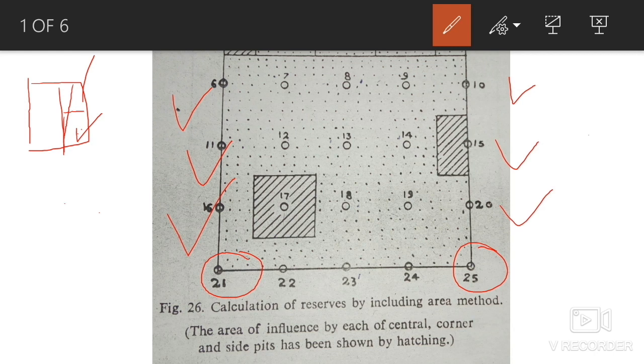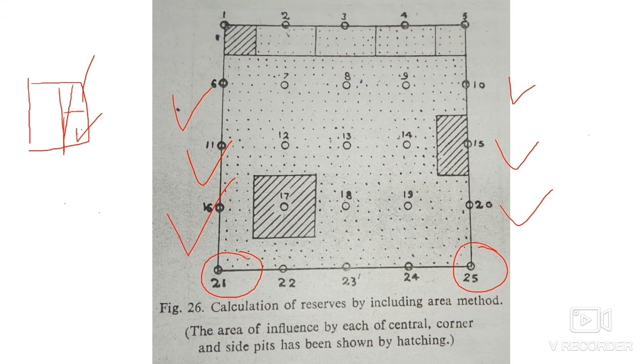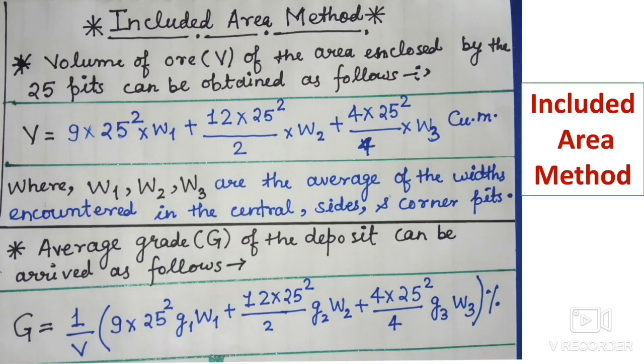accordingly the volume of ore V of the area enclosed by 25 pits can be obtained by the following formula: V equals 9 into 25 squared into W1, plus 12 into 25 squared divided by 2 into W2, plus 4 into 25 squared divided by 4 into W3 cubic meters.